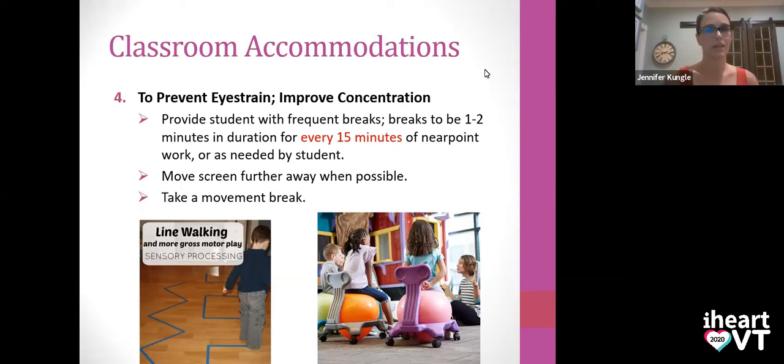Just kind of examples, some line walking, some jumping jacks, cartwheels, some somersaults, something to just get that body moving again. Some of my patients need that break every 15 minutes. It really depends on the child, depends on, for me, their visual condition. But if we need to change the schedule, that's something that we can write within the 504 plan to accommodate for them.